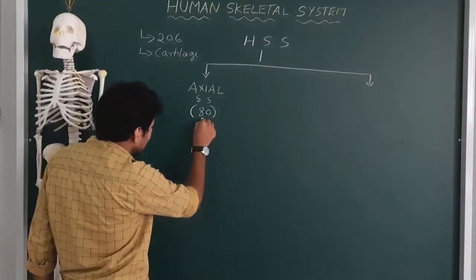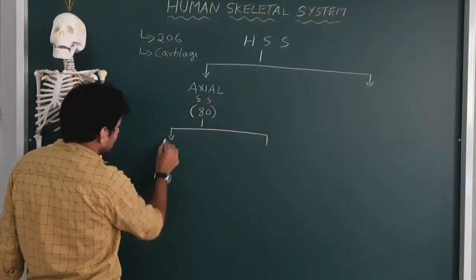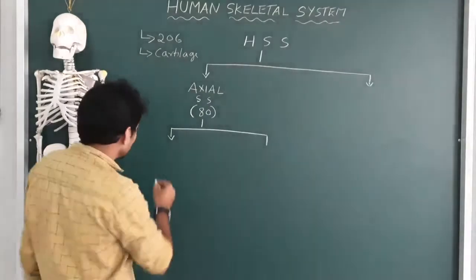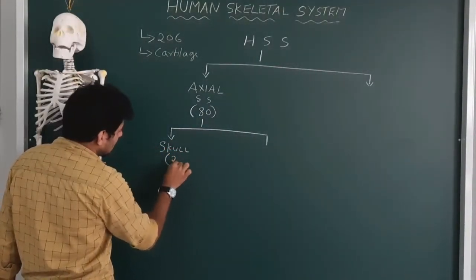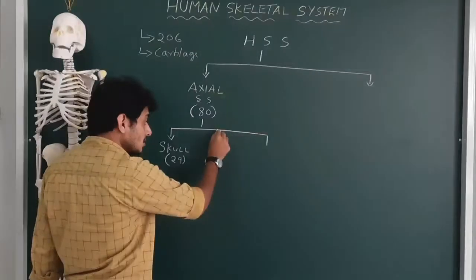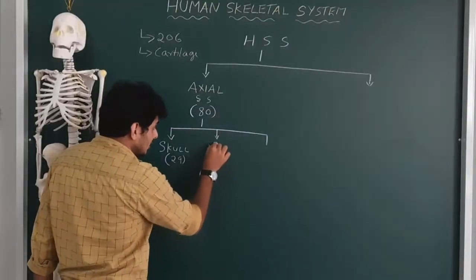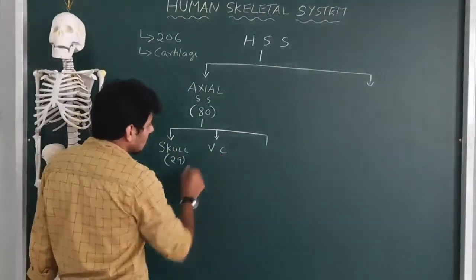First let me just write the types. The first part of the axial skeletal system is the skull. How many bones are there in this skull? 29 bones are there in this skull. You have to remember this. Next one we write VC. What is VC? The vertebral column.